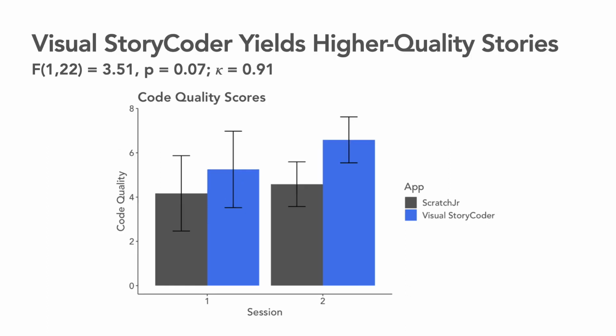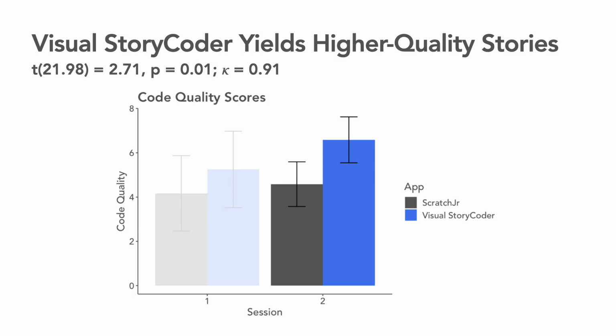Looking next at code quality, we see that average code quality among children using Visual StoryCoder is higher than among those using Scratch Junior, but not to a statistically significant degree when aggregated across sessions. However, we see a great deal of variance in code quality in session 1, where children using Scratch Junior may not have touched the code blocks at all, or may have dragged every possible Scratch block into their project without knowing what they did. Also in session 1, multiple children using Visual StoryCoder didn't get through the full user flow of the app in the allotted time, meaning they didn't have an opportunity to engage with loops, events, or variables.